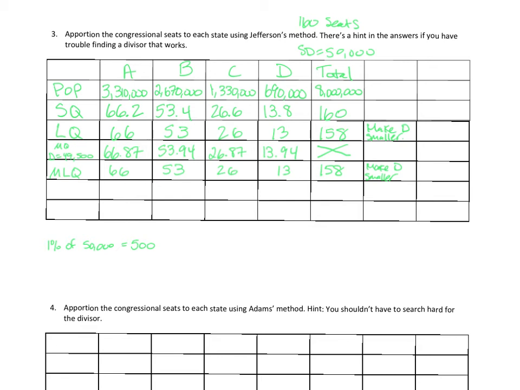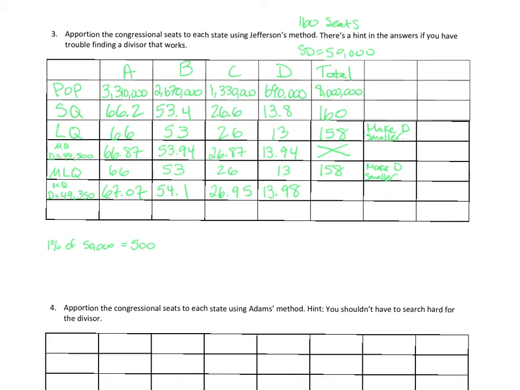So I'm going to do a smaller D, but not by too much. I'm going to try getting modified quotas using D equals 49,350. So I'm going down not by another 500, just by 150. And then I divide each state's population by this new divisor. And the first one gives me 67.07.